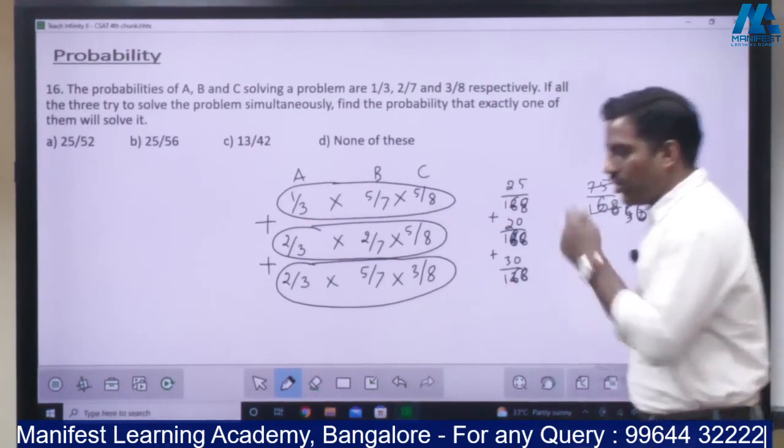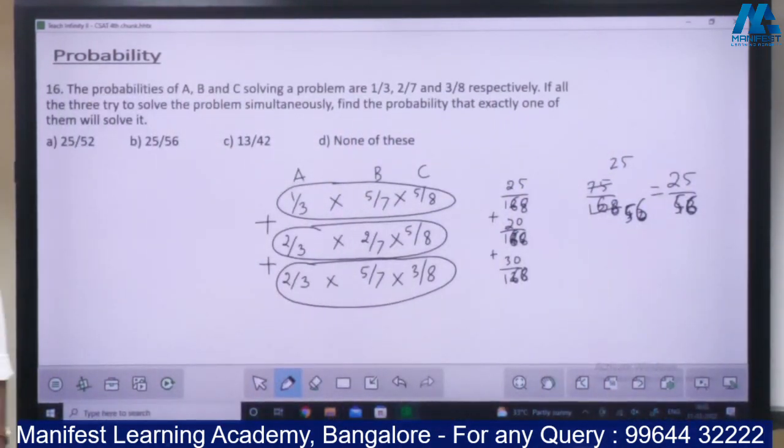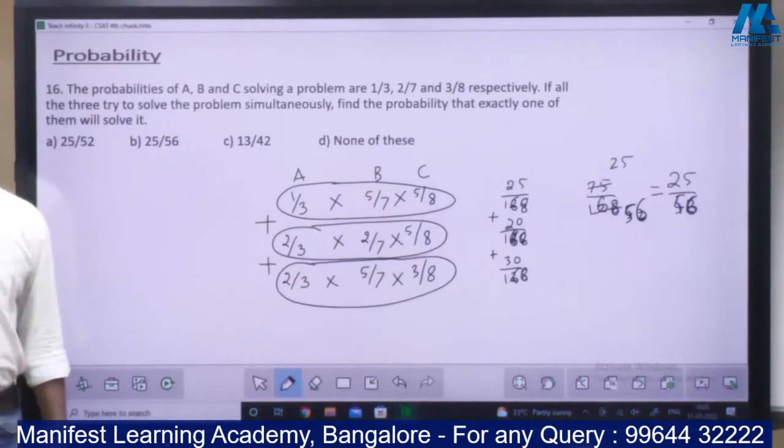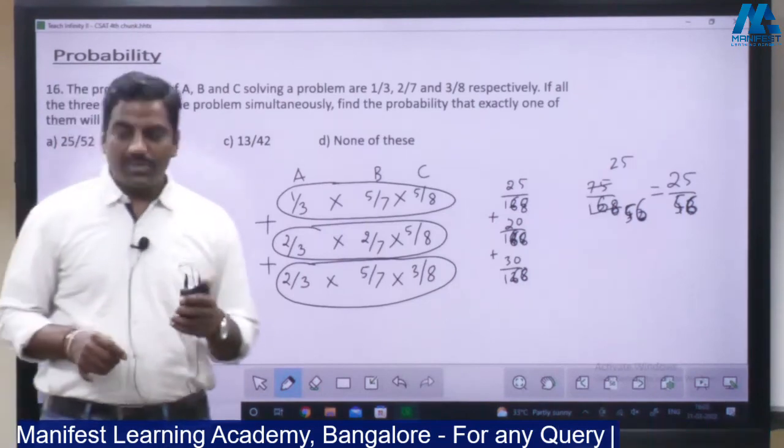So the last problem is also of a similar kind. Solve it. Okay, fine. Solve it. Otherwise, I'll solve it in tomorrow's class. Okay.